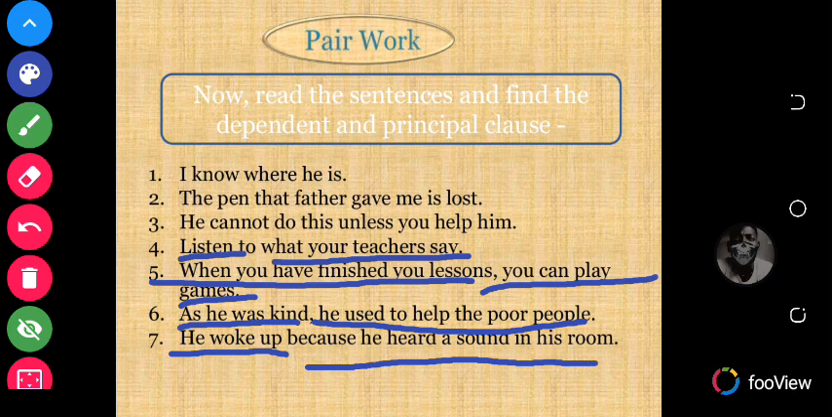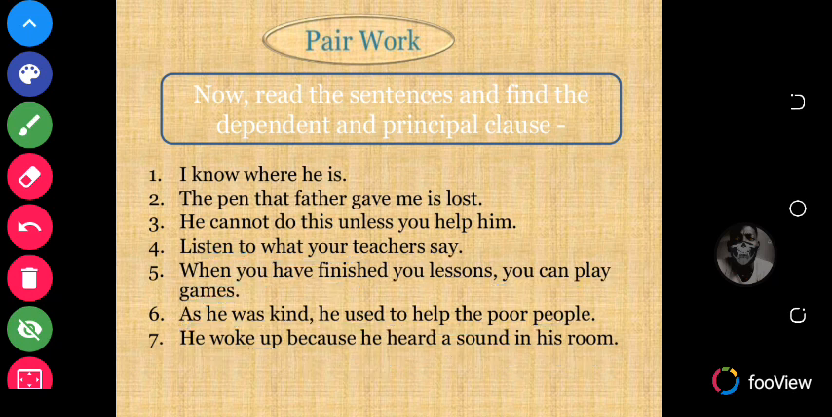Now you can realize that subordinate clauses always have connective words attached to them. Examples: where, that, unless, what, when, as, and because. These words start subordinate clauses, and these words can help you identify which clause is a main clause and which clause is a subordinate clause.